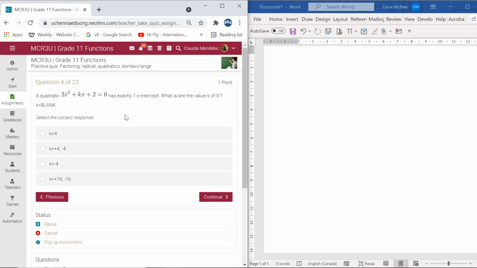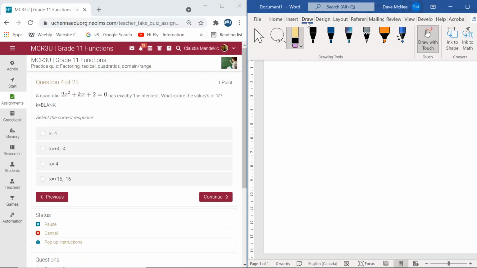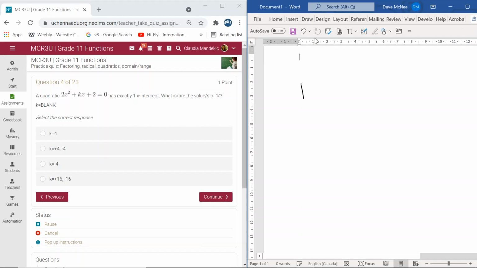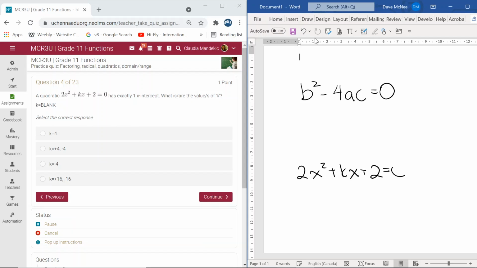Quadratic 2x squared plus kx plus 2 has exactly one x-intercept. So as soon as I think of one x-intercept, I'm thinking to myself, that means the discriminant, which is b squared minus 4ac, is equal to 0. Right? That's the rule. The discriminant tells us the number of x-intercepts. And then I'm asking you, what is or are the values of k? There could be more than one. So my equation is 2x squared plus kx plus 2 is equal to 0.